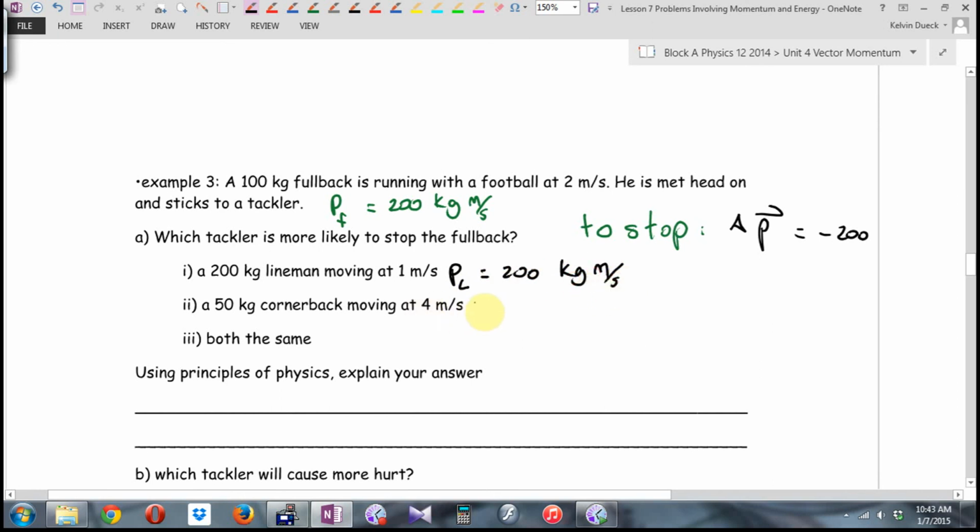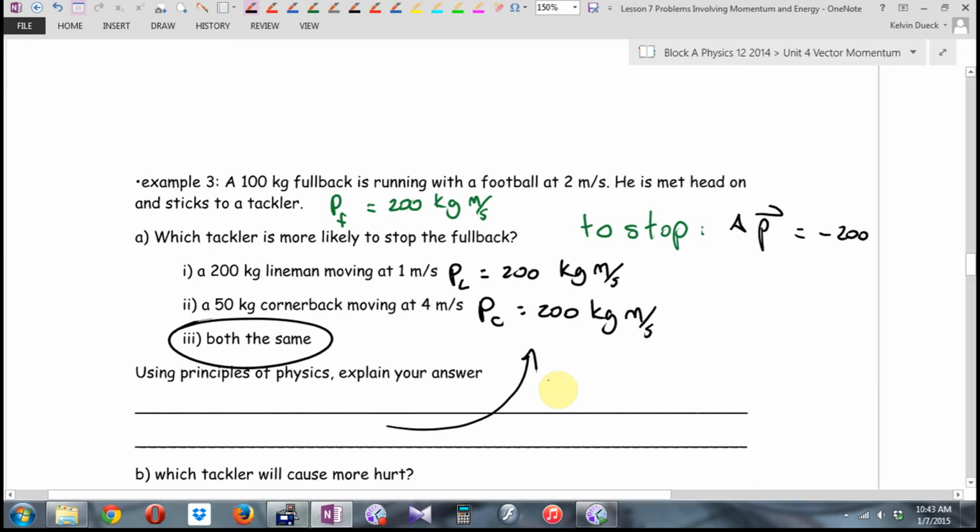How much momentum does the cornerback have? So do they each have enough momentum to cancel out the momentum of the runner and end up with a net momentum of 0, which, by the way, is the final momentum of every tackle, I think? Yes? So both the same.